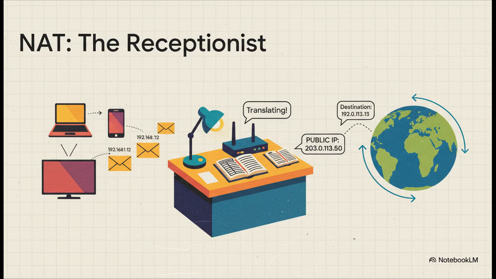Here's how it works. Your home router gets just one public IP address from your internet provider. NAT then lets all your devices, your phone, your laptop, your TV, share that one single address. When you go to a website, your router swaps your private IP for its public one, sends the request out, and when the data comes back, it remembers who asked for it and sends it to the right device. Your router is basically the busiest receptionist you've ever met.